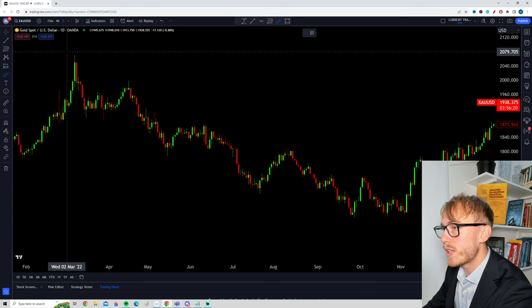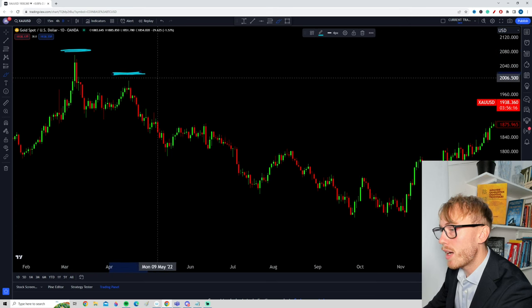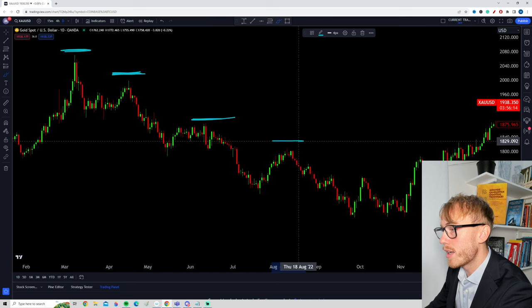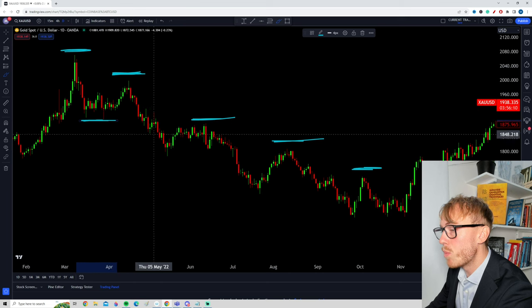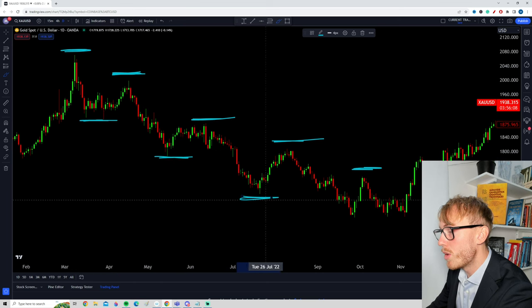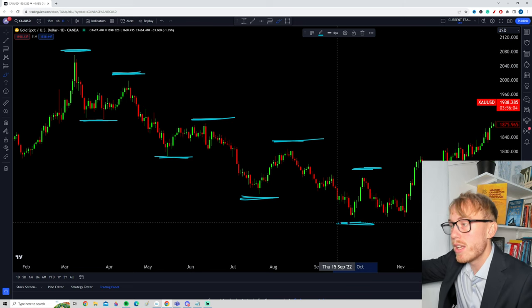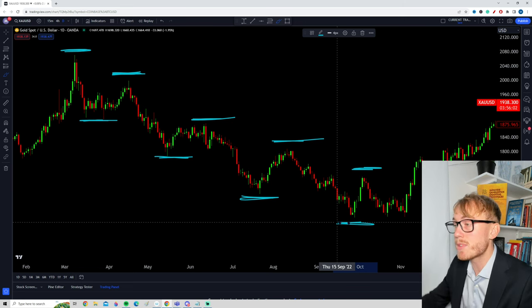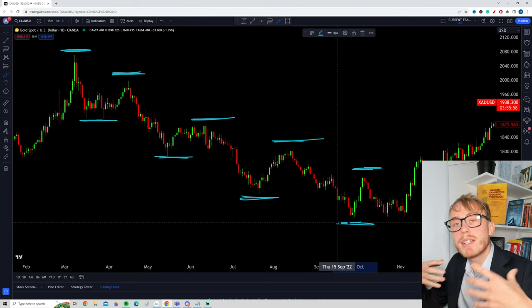Well, what we can notice here is that we are printing consecutive lower highs. So we have one high, lower high, lower high, lower high, lower high. And at the same time, we're printing one low, lower low, lower low, lower low. And when we have consecutive lower highs, while at the same time we're printing consecutive lower lows, then we have a downtrend.